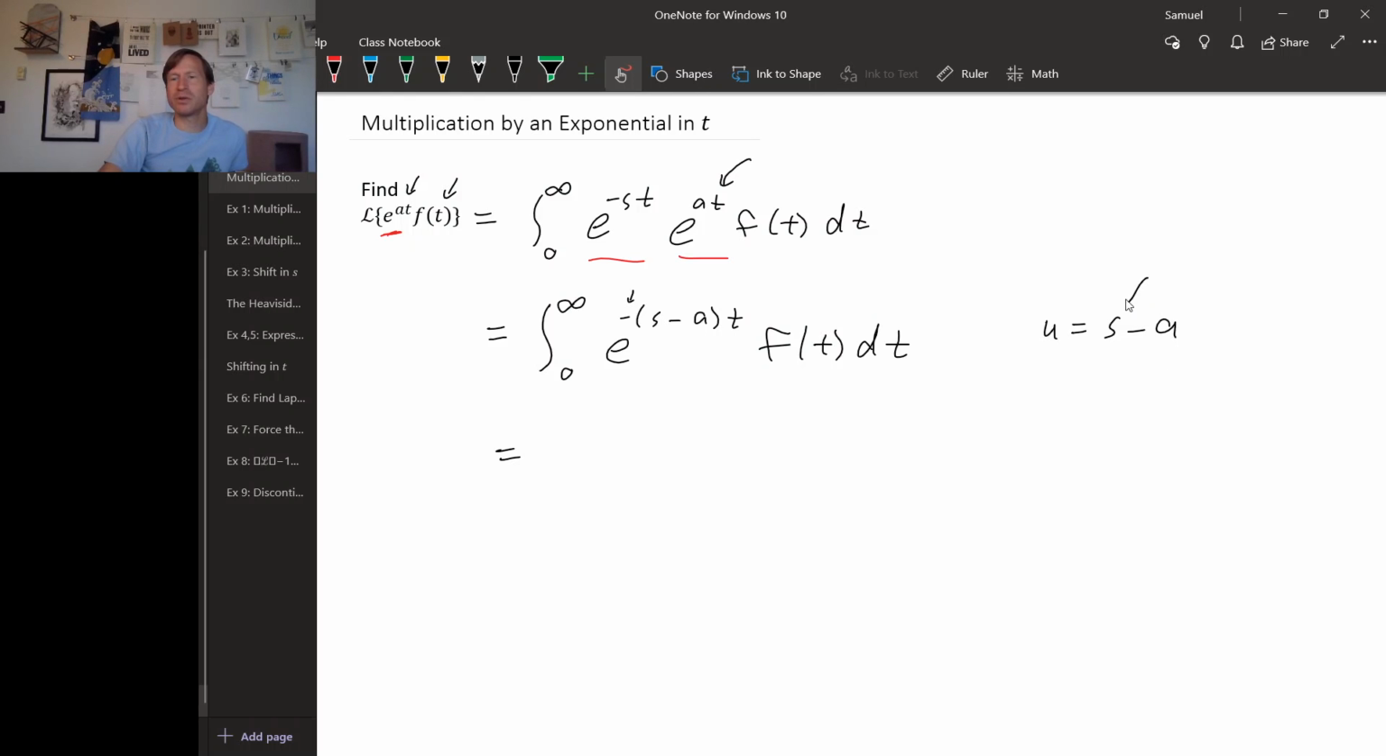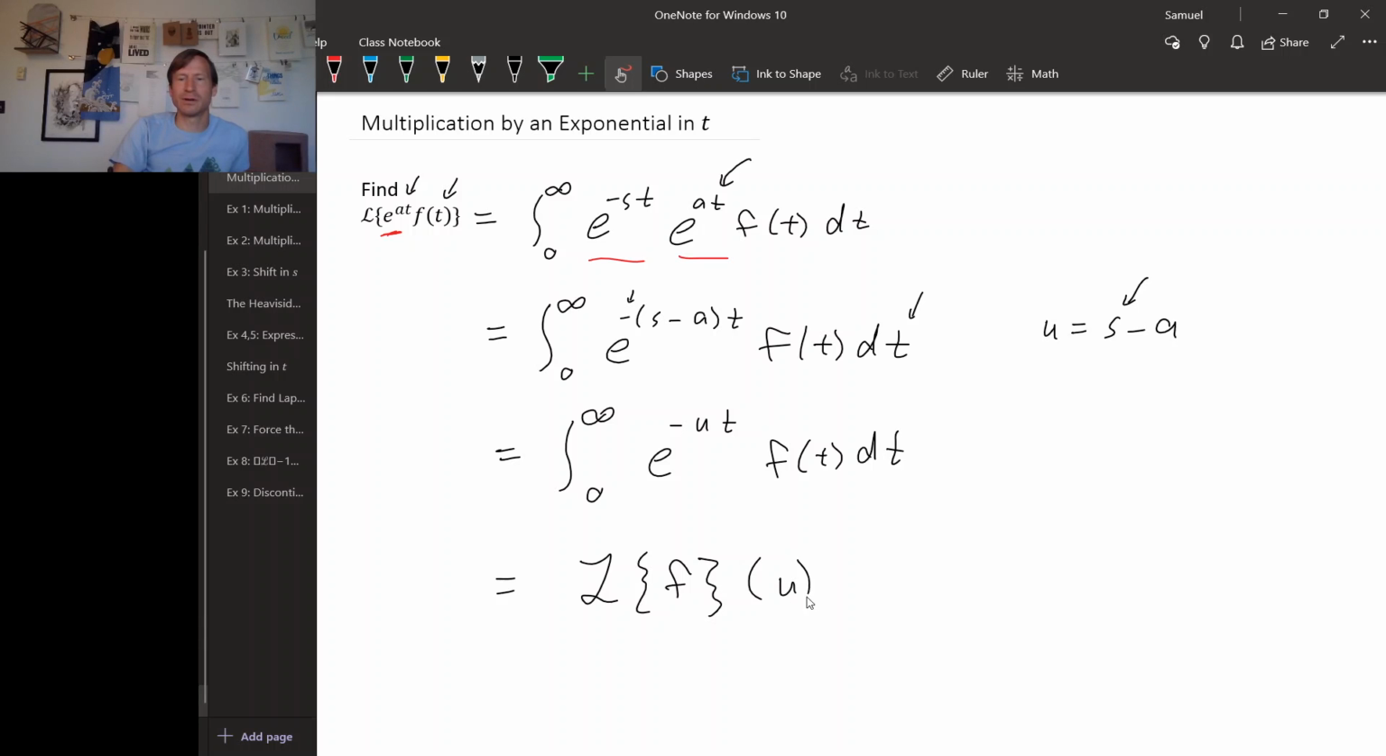Now, since the variable s is not the variable for the integral, right? That's t. s acts like a constant for this integral. We can just replace s minus a with u, and there's no other adjustment we need to do to this integral. So this is integral from 0 to infinity of e to the minus ut f of t dt. But this expression should look familiar. This is just the Laplace transform of f, but the variable, instead of being s, it's u.